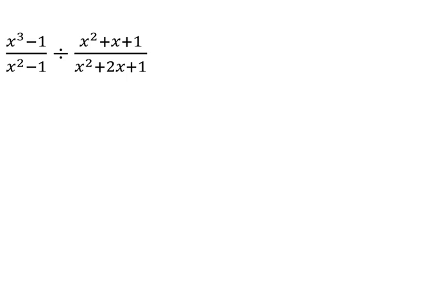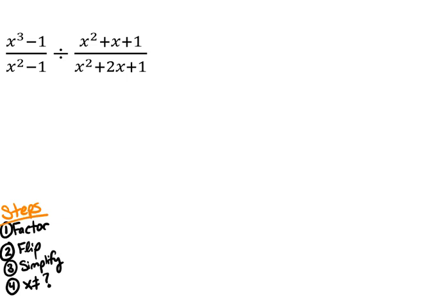In this video, we're going to be dividing rational expressions using 4 steps: factor, flip, simplify, and finding what x is not allowed to be. So we're going to start off with our first equation, and we're going to find the factors of our first numerator. Here we can recognize this as the difference of perfect cubes. We know that the cubed root of x cubed is x, and the cubed root of 1 is 1, which will give us an x minus 1 times x squared plus x plus 1.